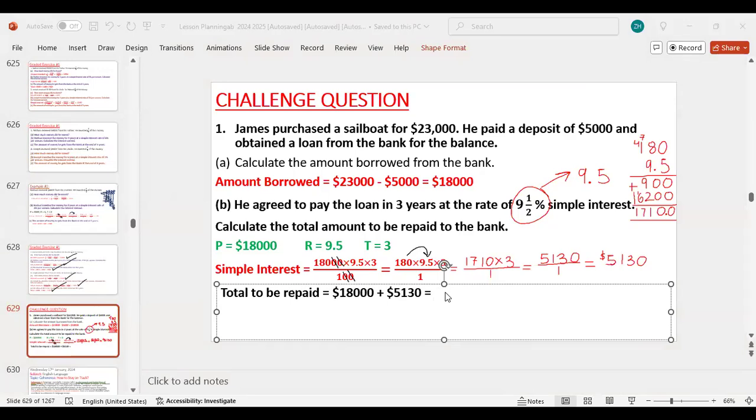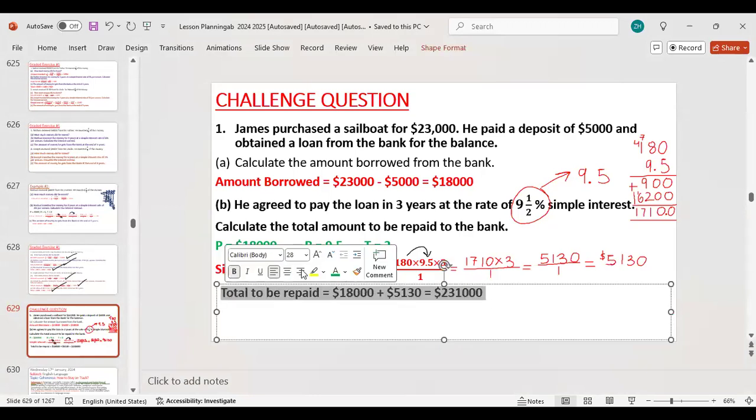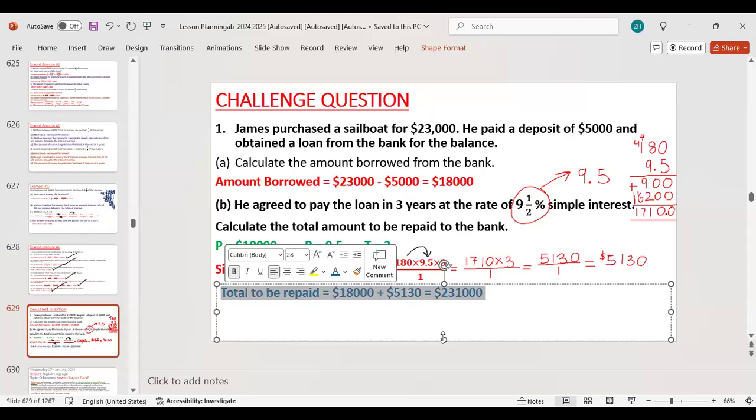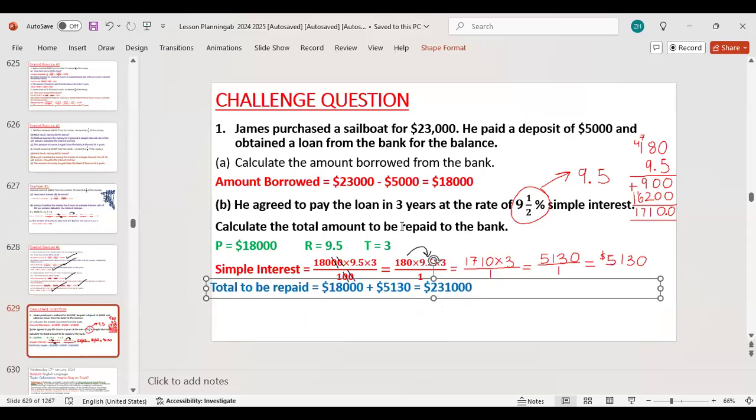23,130. I agree with that. It's not a difficult question, it's just a little different. Sometimes they like to combine multiple steps in one. That's why I give you all this question, so you could see that they could combine multiple questions in one. So the total amount to be repaid is 23,130.